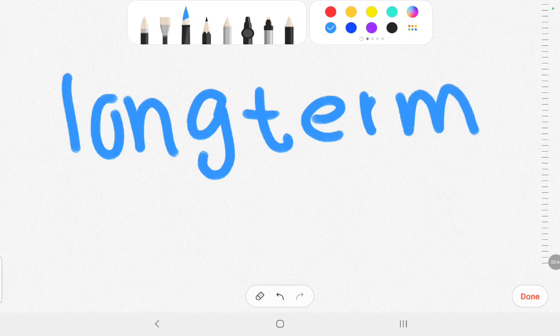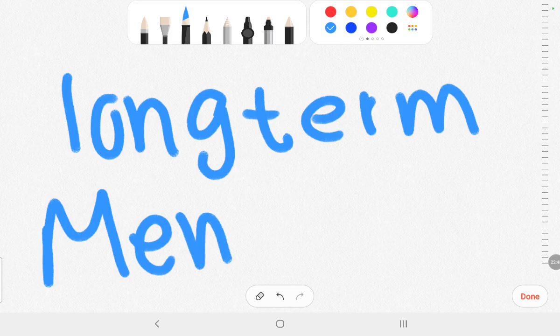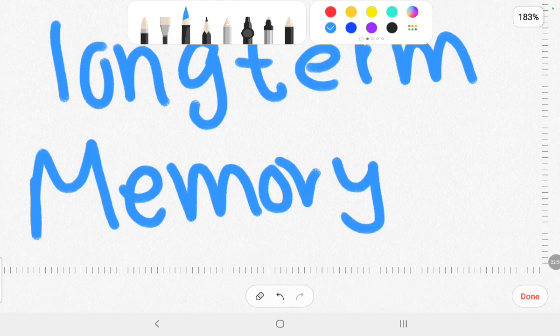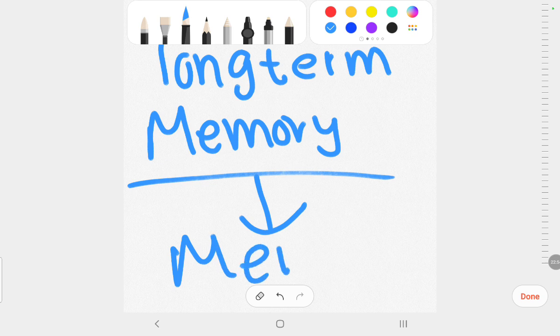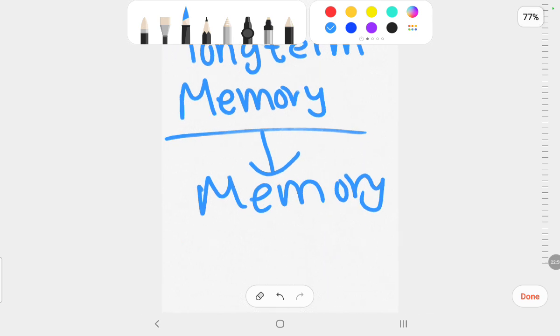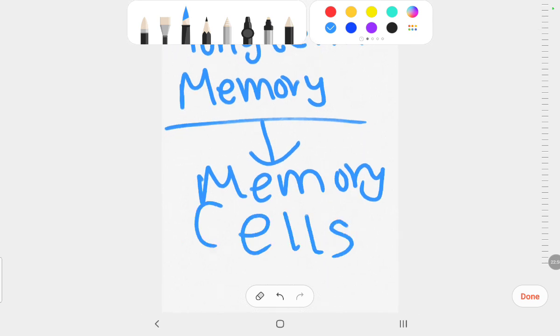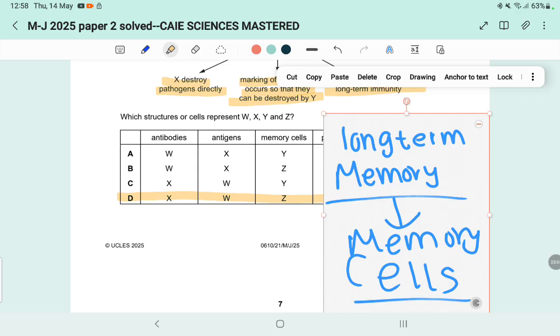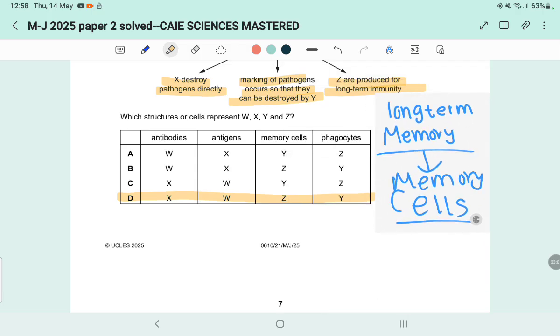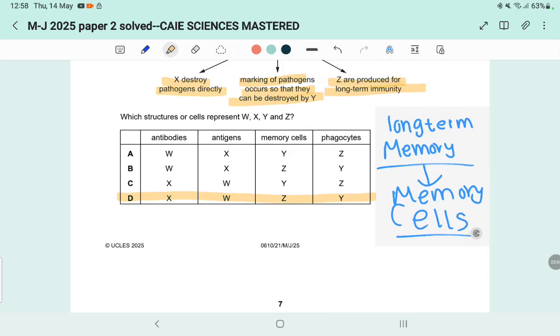You remember when somebody memorizes a thing for a long period of time? We can say he has a long-term memory. So remember that: memory means memory cells. This is a really very basic idea again. So that question is full of basic ideas. You just need to memorize these concepts, if you haven't, and study them well to be ready if they come in your exam.